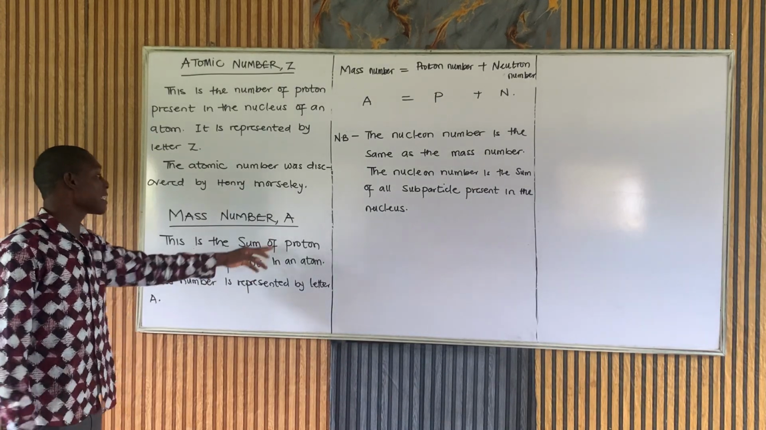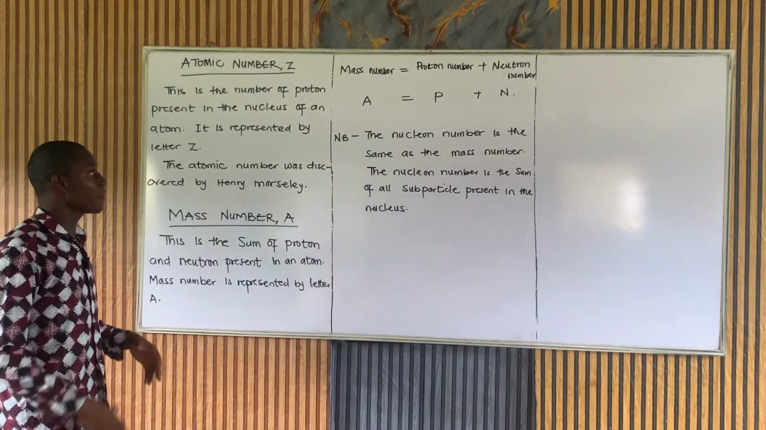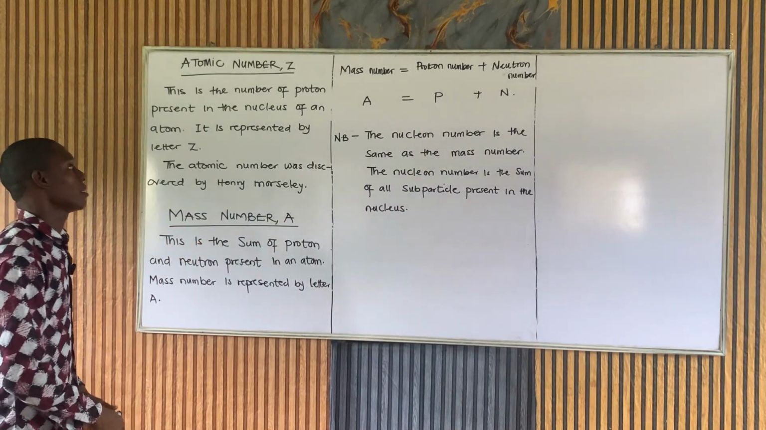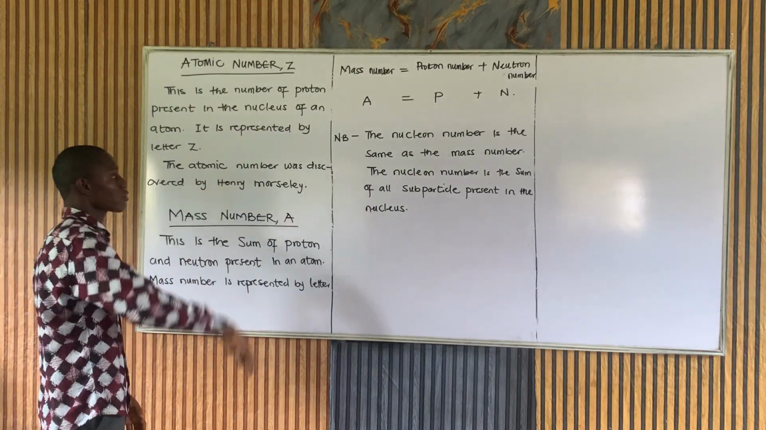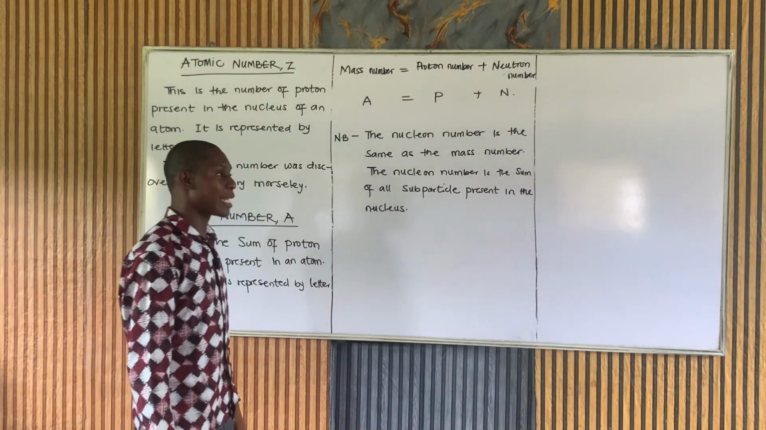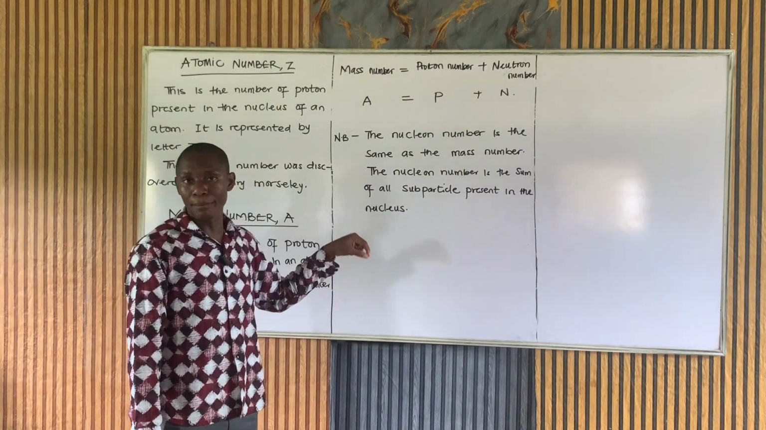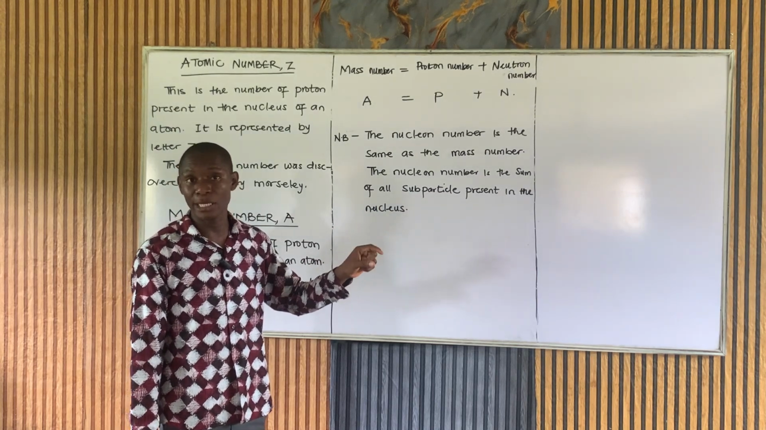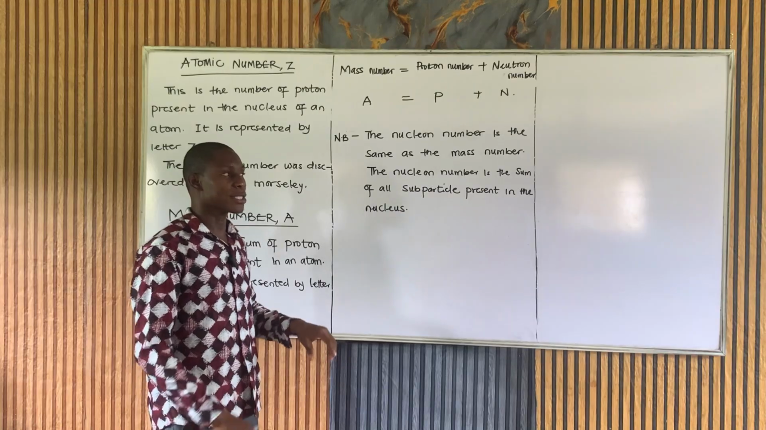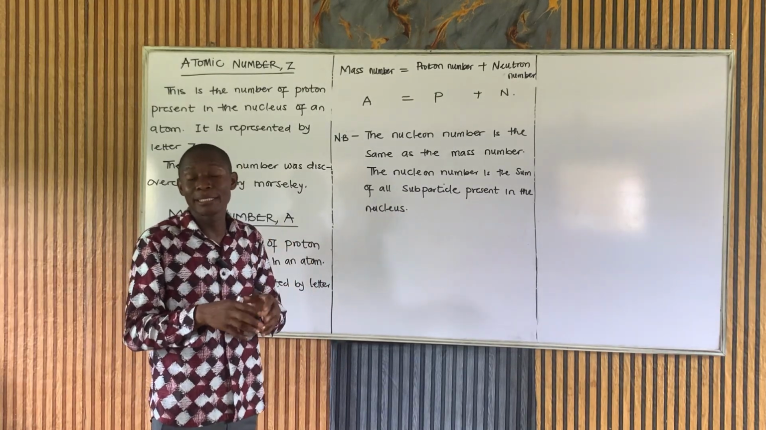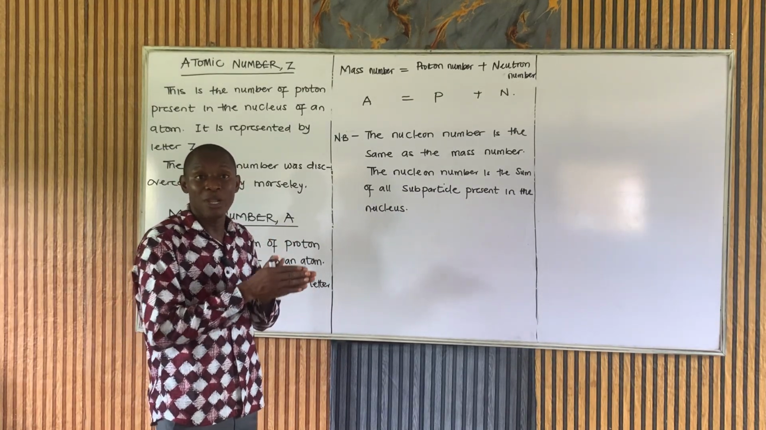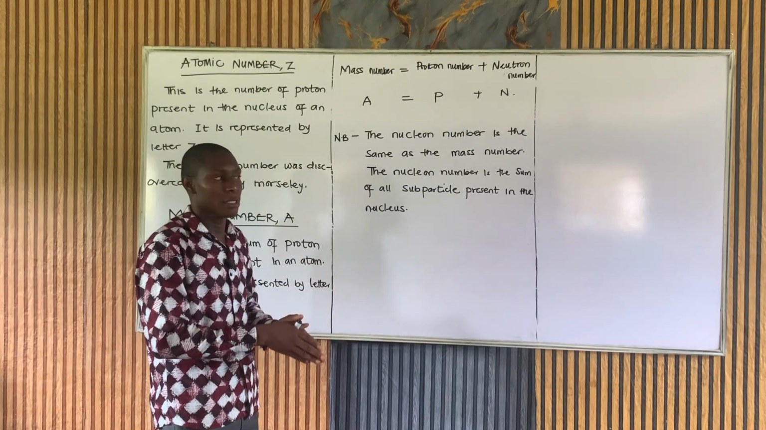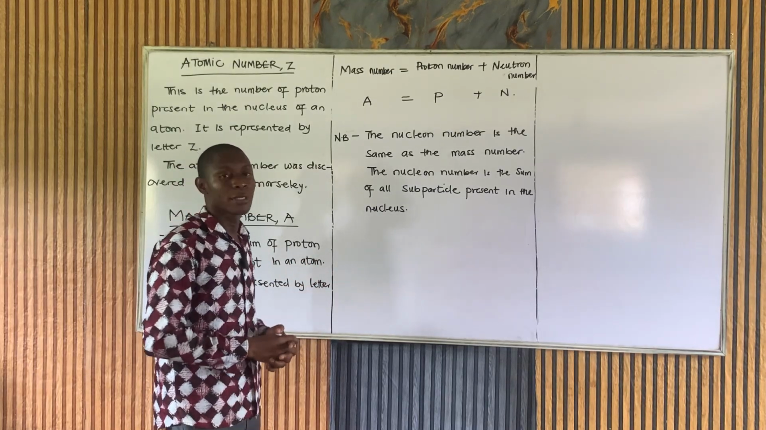It is represented by the letter A. So if you see A, it simply means mass number, which is the sum of protons and neutrons. Now it's important to note that the nucleon number is the same as the mass number, because the nucleon number simply means the sum of all the subparticles present in the nucleus. That is the nucleon number.